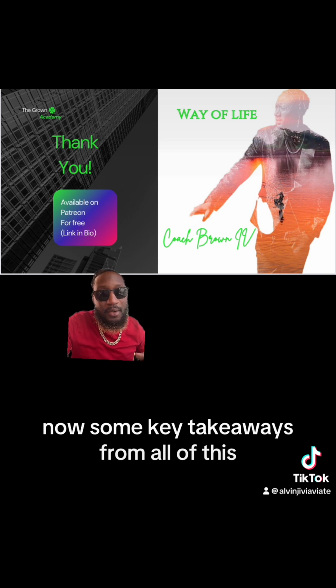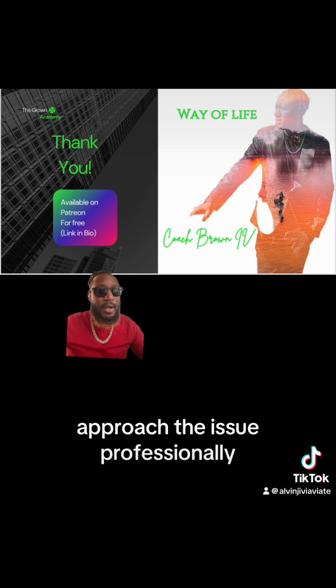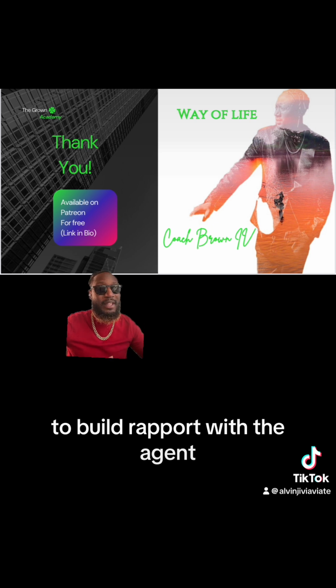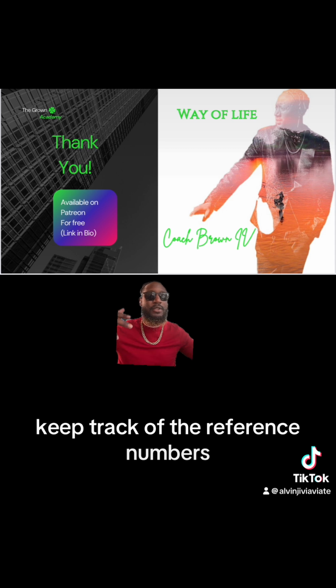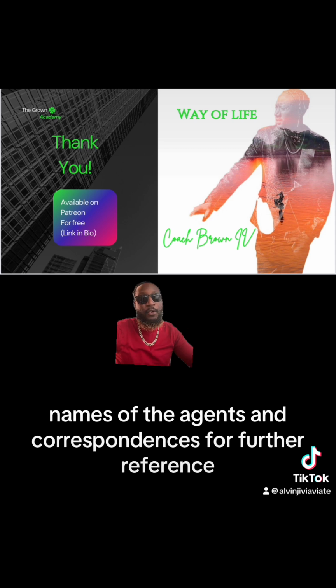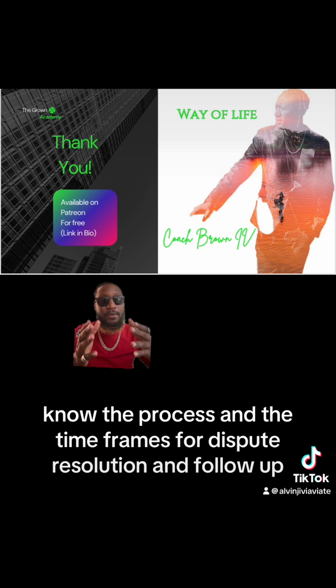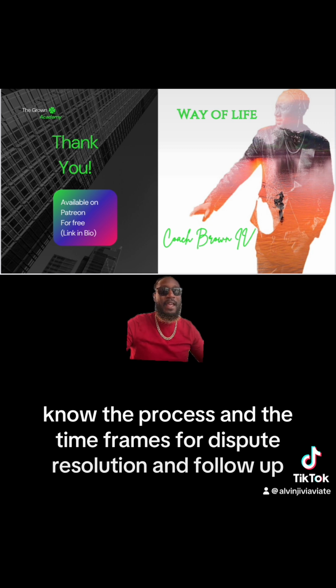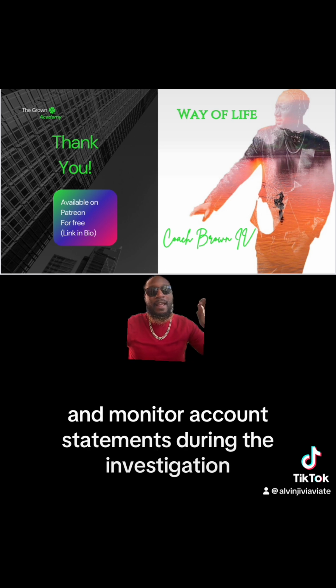Now, some key takeaways from all of this: definitely stay calm and be polite. Approach the issue professionally to build rapport with the agent, as well as document everything. Keep track of the reference numbers, names of the agents, and correspondences for further reference. Definitely understand the timeline, know the process and the time frames for dispute resolution, and follow up. Ensure written confirmation is received and monitor account statements during the investigation.